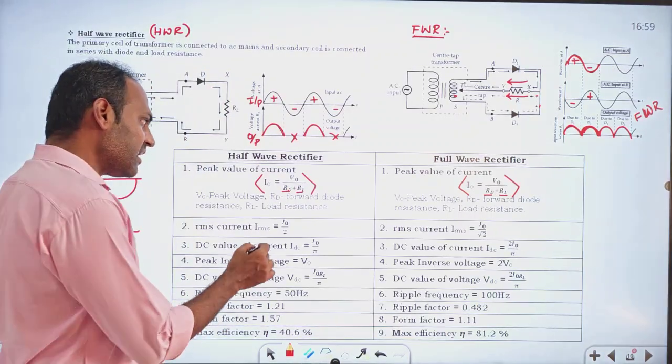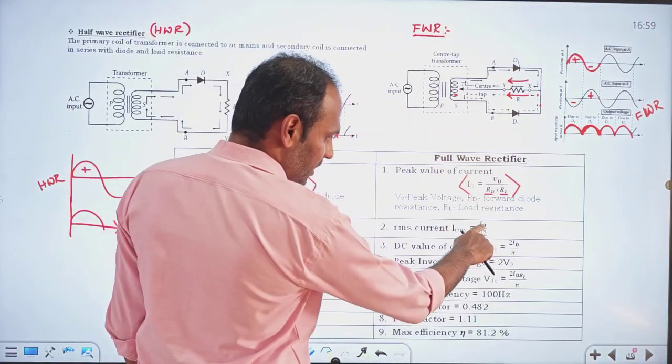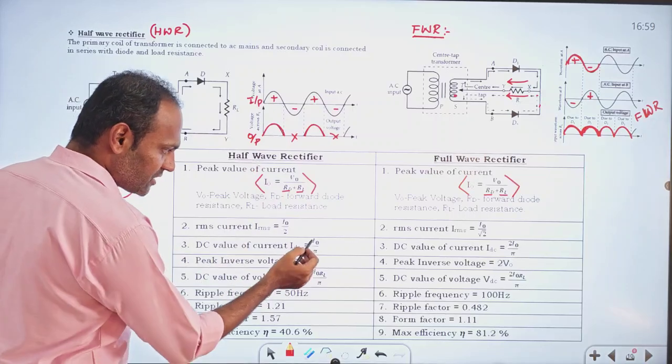Next, RMS current in half wave rectifier is I naught by 2. RMS current in full wave rectifier is I naught by root 2. DC value of current in half wave rectifier is I naught by pi.